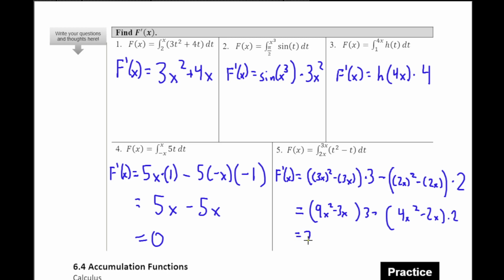That's equal to 27. So 9x squared times 3, that's 27x squared minus 3x times 3, that's 9x minus 4x squared times 2, that's 8x squared, minus a negative 2x times 2, so that's a plus 4x. And that all simplifies to 27x squared minus 8x squared. That's 19x squared. Negative 9x plus 4x is minus 5x. That's it. You can go ahead and start the practice.